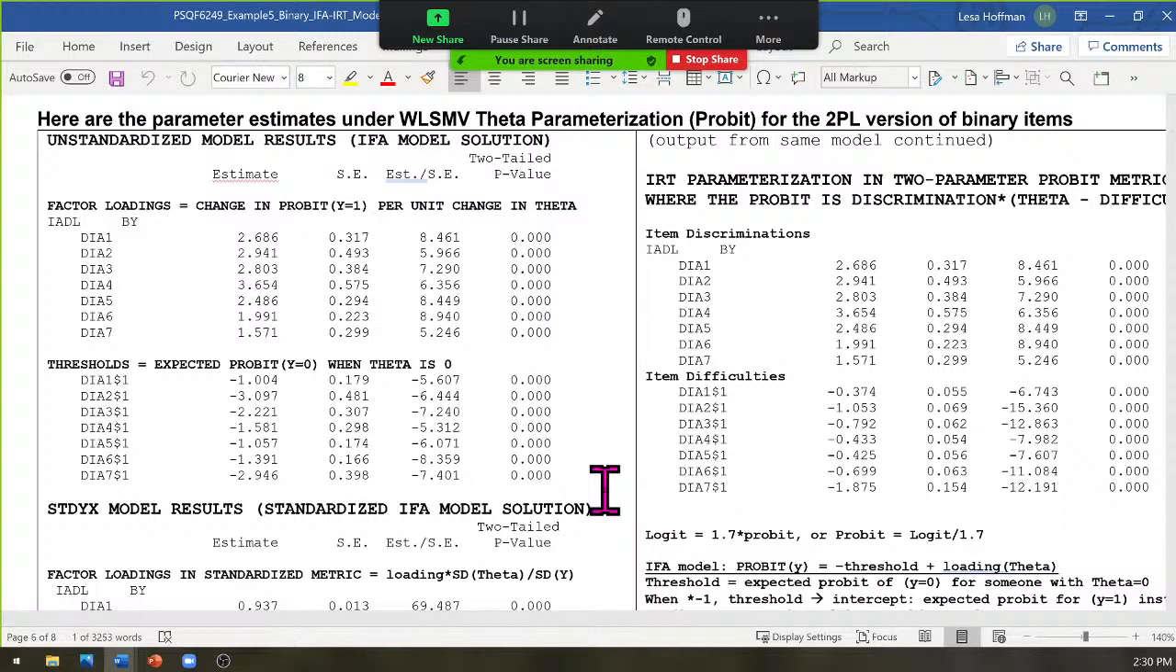In terms of local fit, you're going to look for this matrix right here.